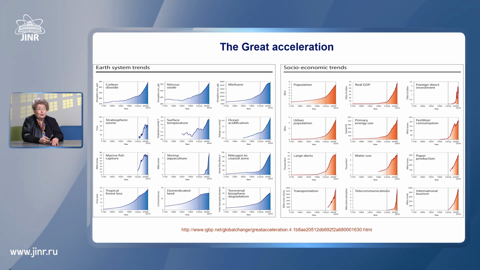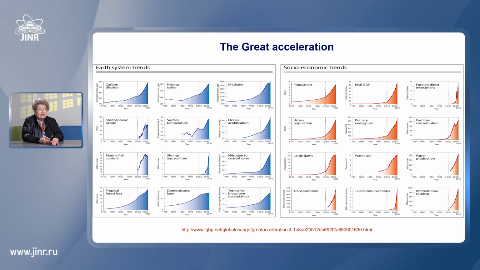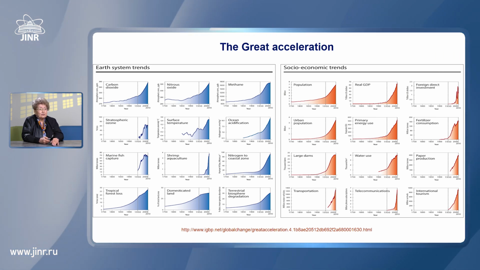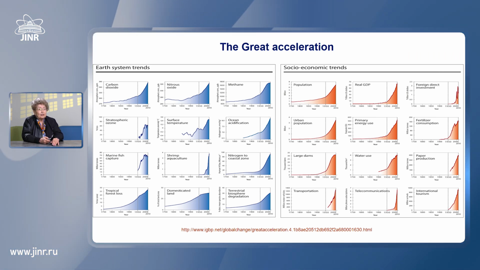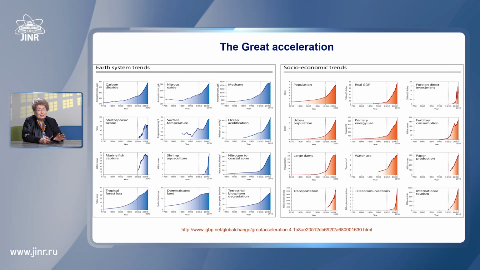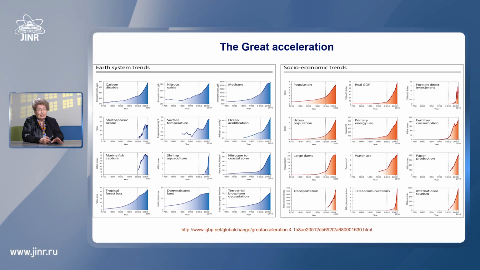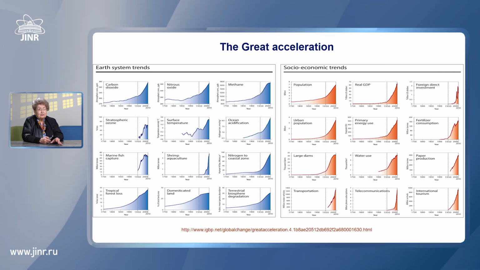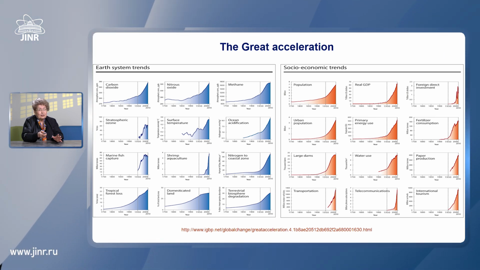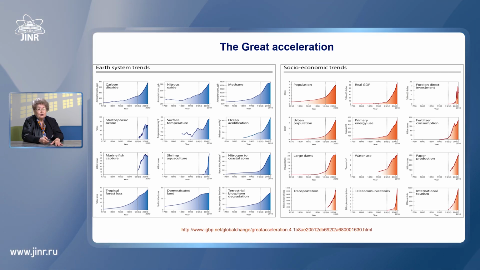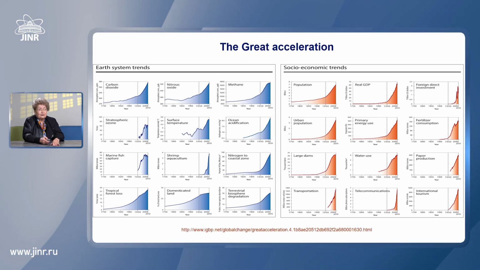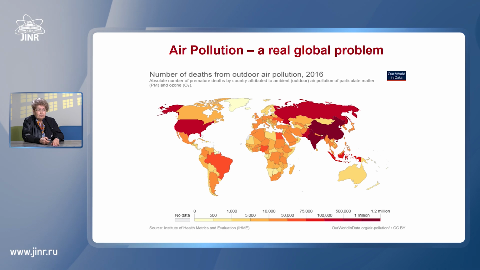Also, it's important to note the great acceleration in many trends of environmental system and socioeconomic trends. For example, the growth of carbon dioxide starting from the middle of the last century. For many positions we see the growth, sometimes exponential, sometimes even tangential. For social life it is the same story, and acceleration is going on, and we're approaching some critical point which could be dramatic for the development of our world.